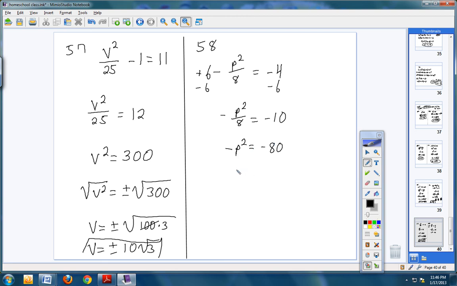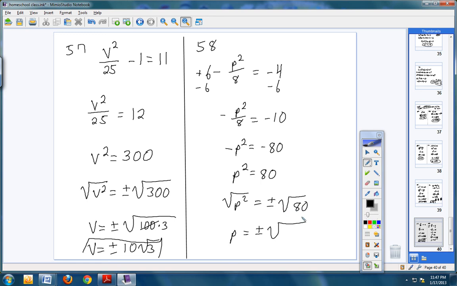Alright? And now you don't want that negative sign there, so divide both sides by a negative 1, and you're left with p squared equals 80. Alright? Now let's take the square root of p squared, and the square root of 80. Is 80 a perfect square? No, it is not. So I can't solve it, but I can definitely simplify it.